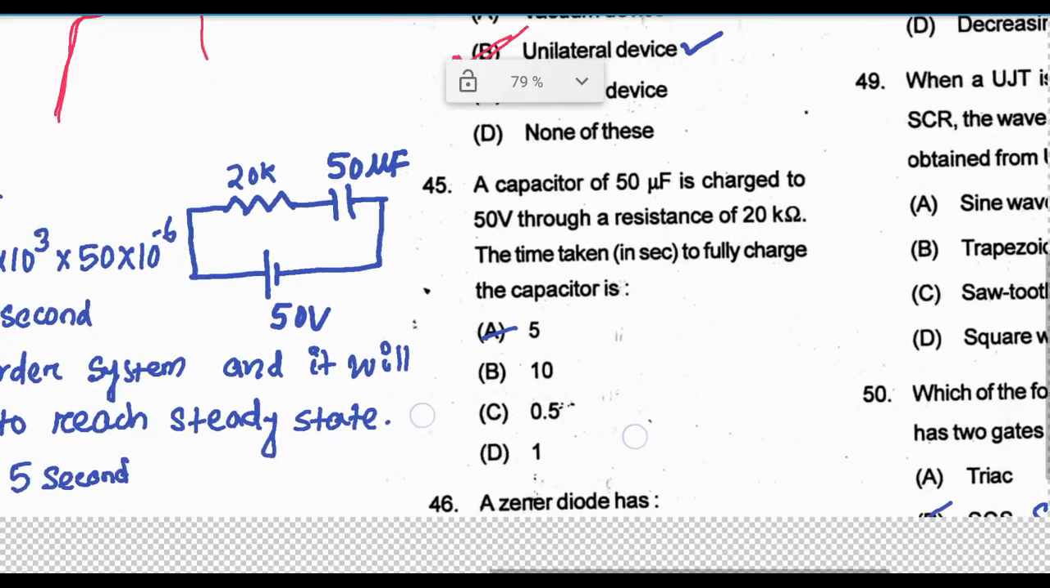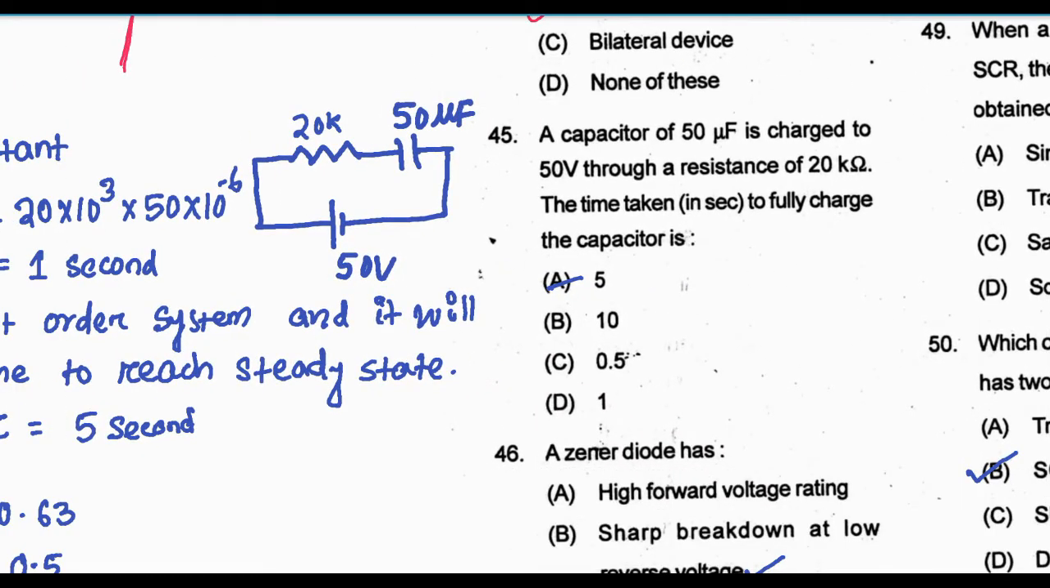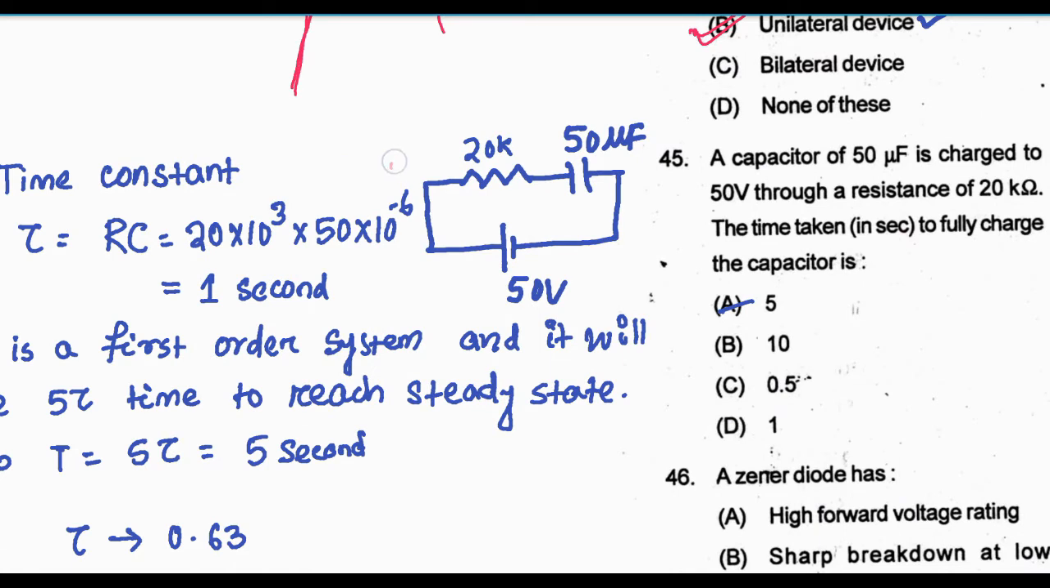Question number 45. A capacitor of 50 microfarad is charged to 50 volt through a resistance of 20 kilo ohm. The time taken in seconds to fully charge the capacitor is. So here this type of circuit is explained, in which a 50 microfarad capacitor is to be charged to 50 volt through a resistor of 20 kilo ohm.